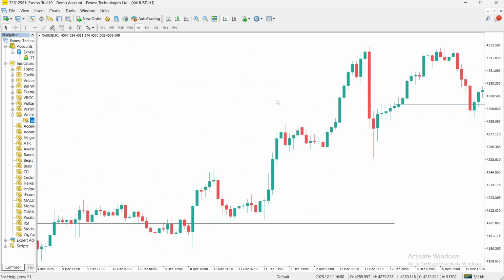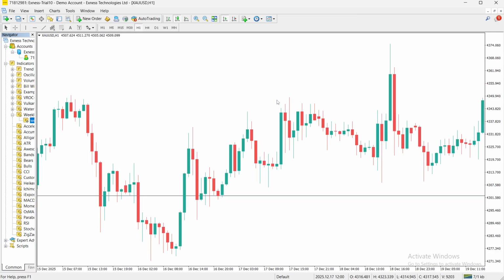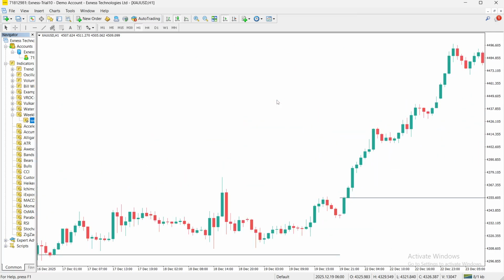The indicator provides visual clarity with a clean line that updates automatically at each new weekly session, acting as a dynamic support or resistance level ideal for planning entries or exits.